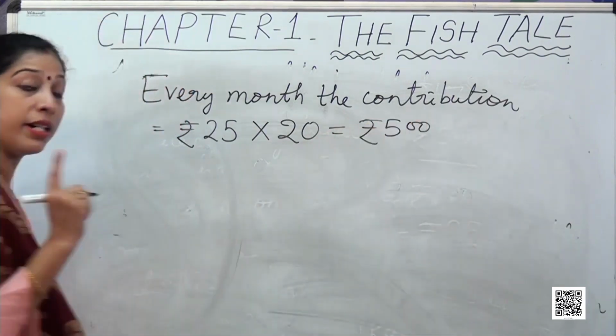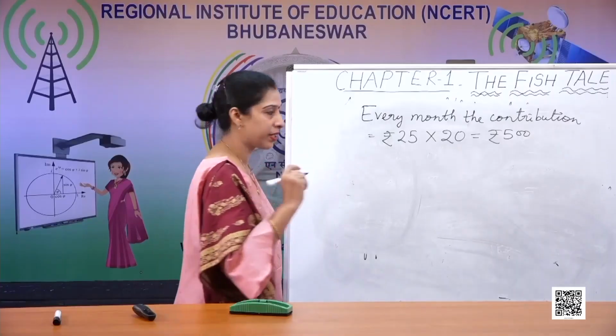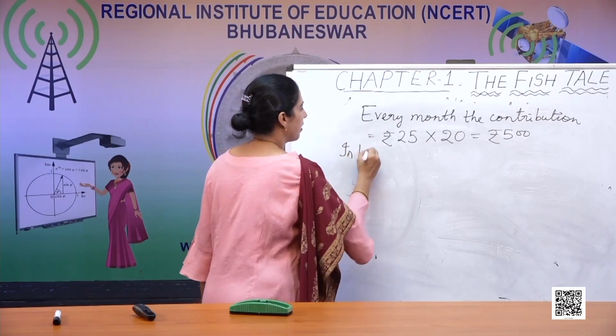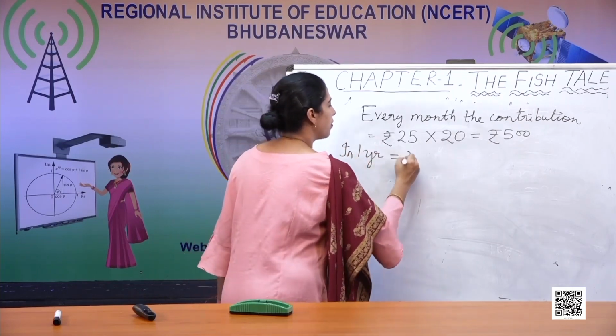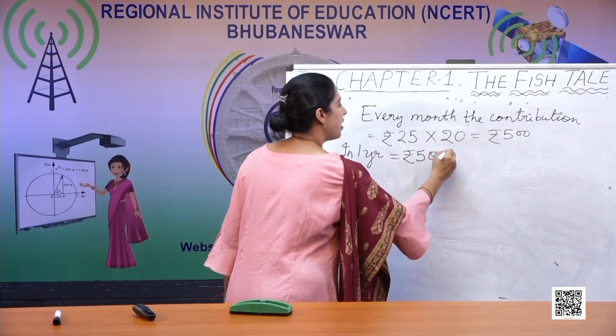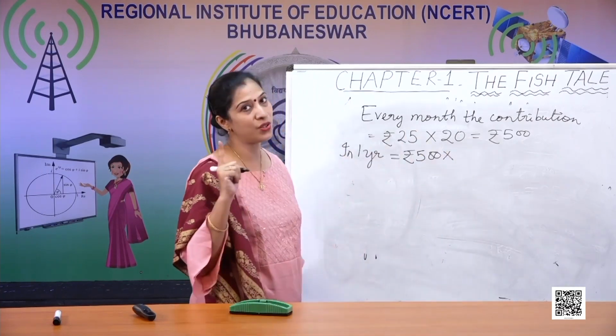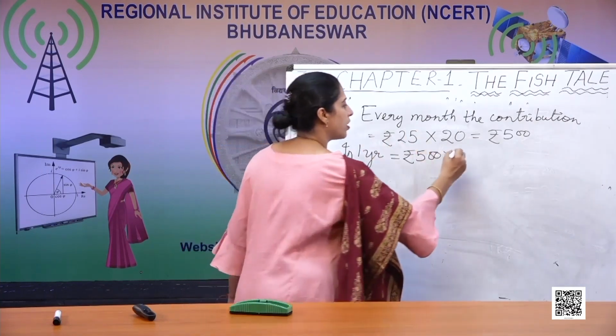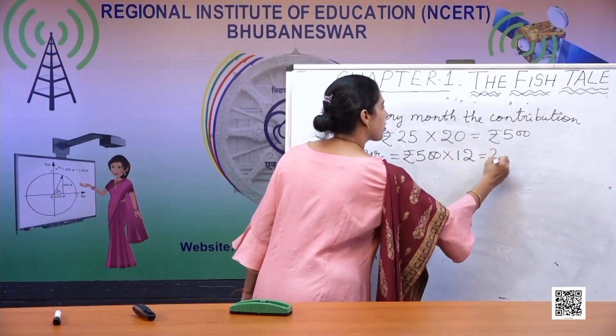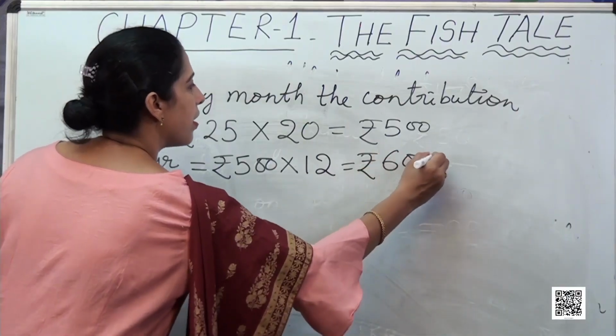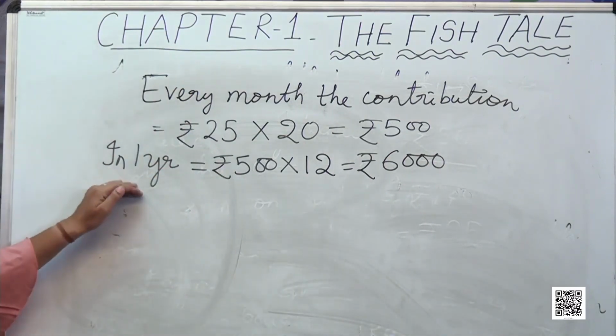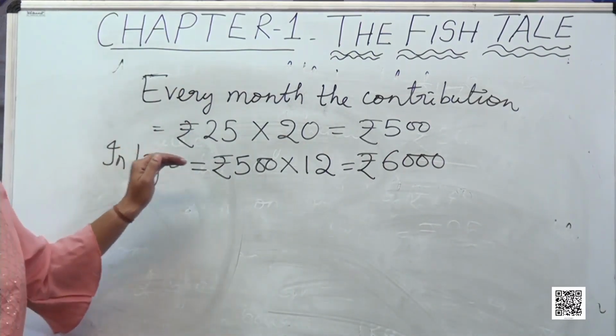So in 1 year, how much money will they contribute? In 1 year, the contribution will be rupees 500 into 12 months, which is rupees 6,000. So this is the money they save every year in the bank.